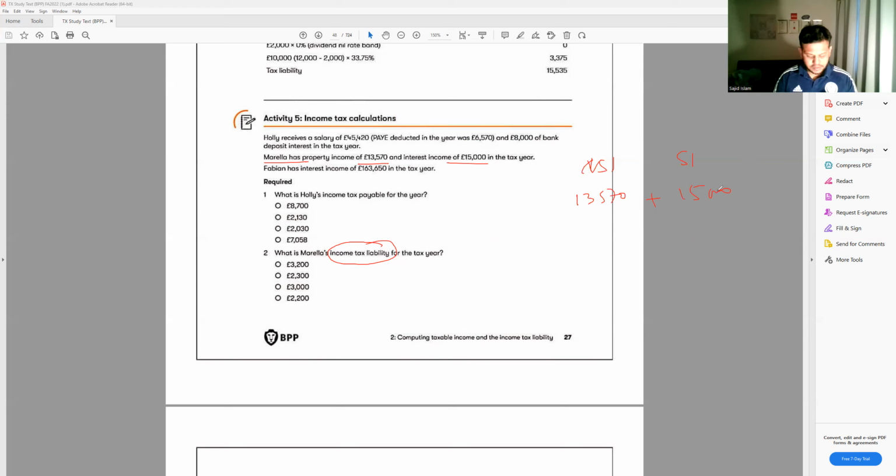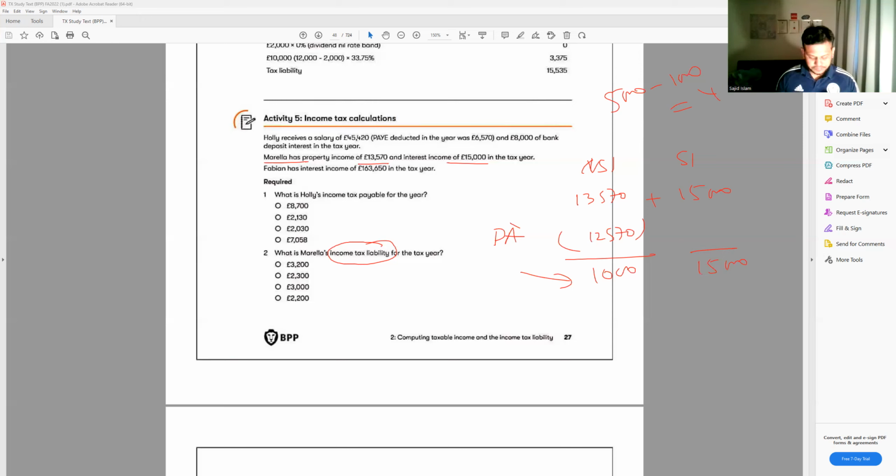So I'm going to minus the personal allowance, 12,570, from 13,570, and that gives me remaining only 1,000. And we have 15,000 for the savings. As soon as you see this, my non-savings income is only 1,000. Remember, my starting rate for savings is 5,000. From the 5,000, I have only used 1,000 for the non-savings, so I still have 4,000 left, zero rated.